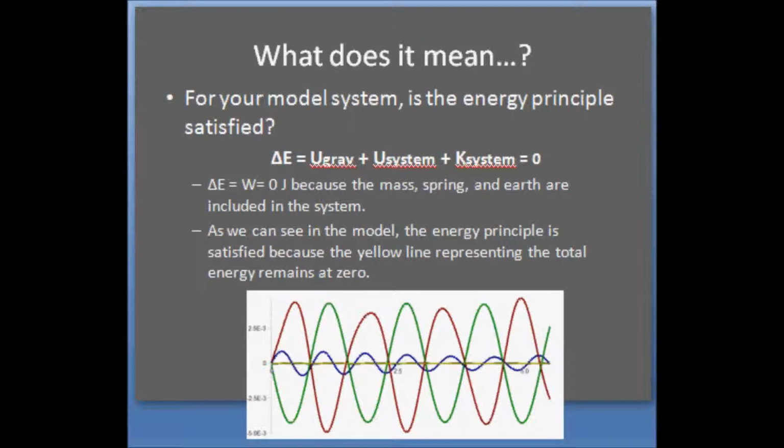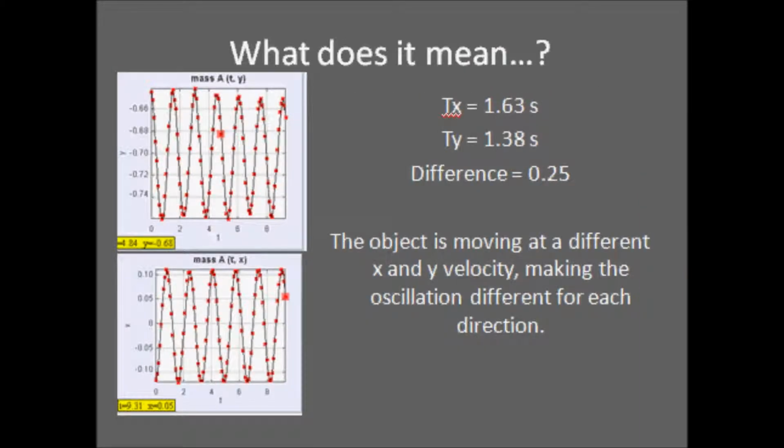The second what does it mean question asks me to analyze and compare the oscillation periods for the x and y position data. The average period of oscillation for the x position data is 1.63 seconds, and the average period of oscillation for the y data is 1.38 seconds. As you can see, the oscillations differ by 0.25 seconds. This is because the motion of the spring is elliptically shaped and slanted down, causing the object to move at different x and y velocities, making the oscillation different for each direction.